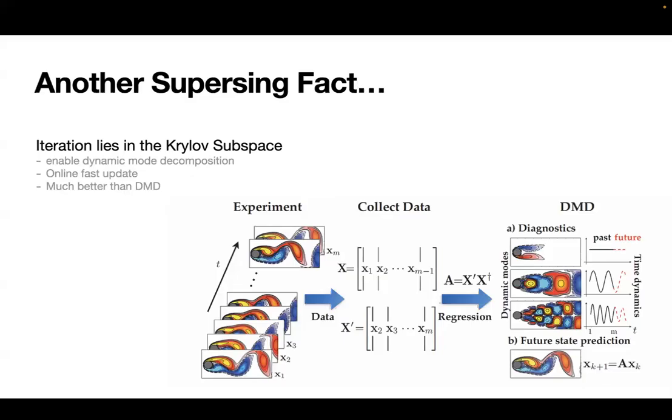So our algorithm can even be extended to dynamic mode decomposition. Not every algorithm can be extended to dynamic mode decomposition because of this Krylov subspace constraint. For example, the randomized SVD algorithm is very hard to extend to dynamic mode decomposition. But our algorithm can be easily extended because our iteration lies in the Krylov subspace. So we can do dynamic mode decomposition, and we can do online fast updates. I will say more about it later.